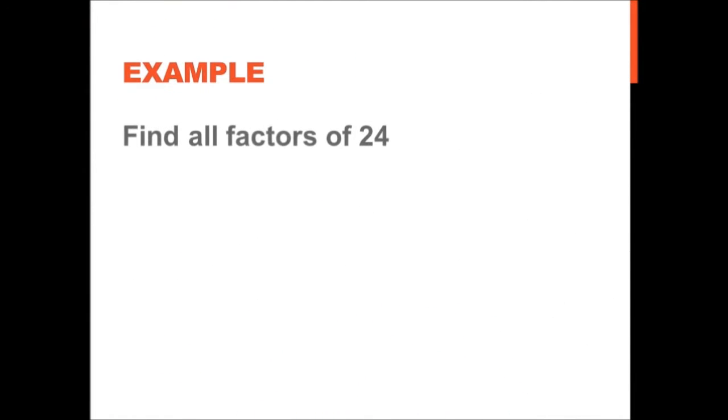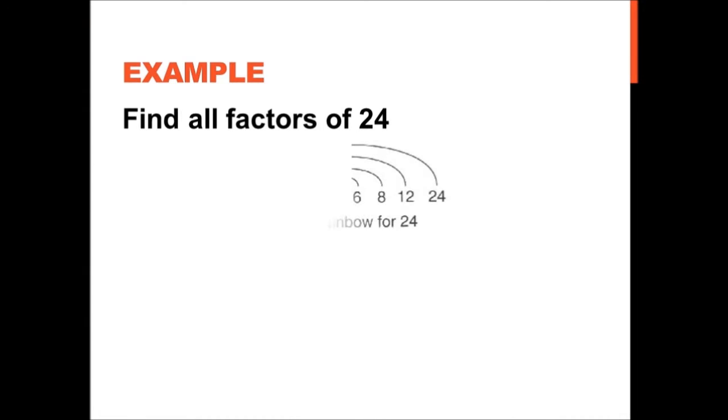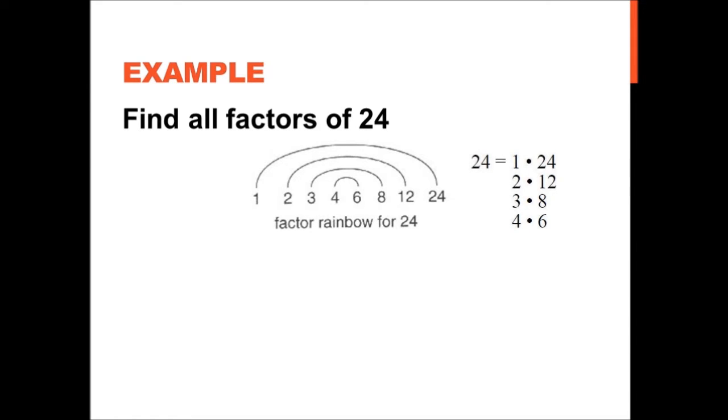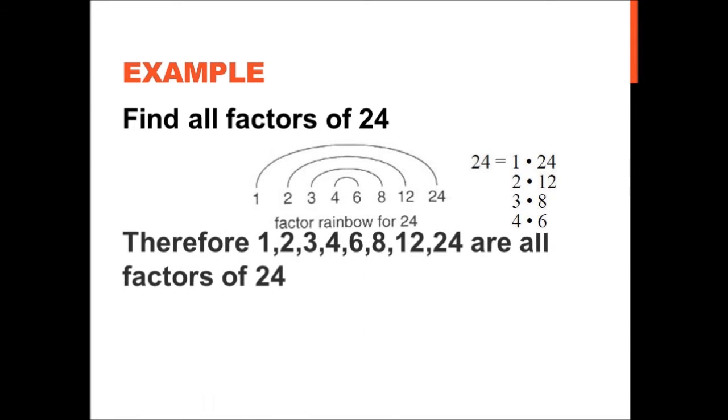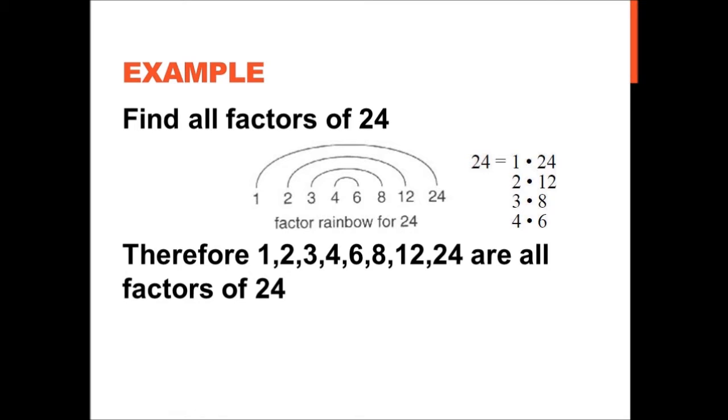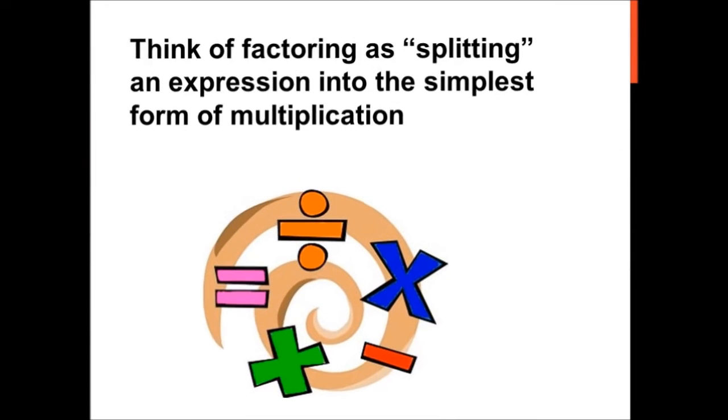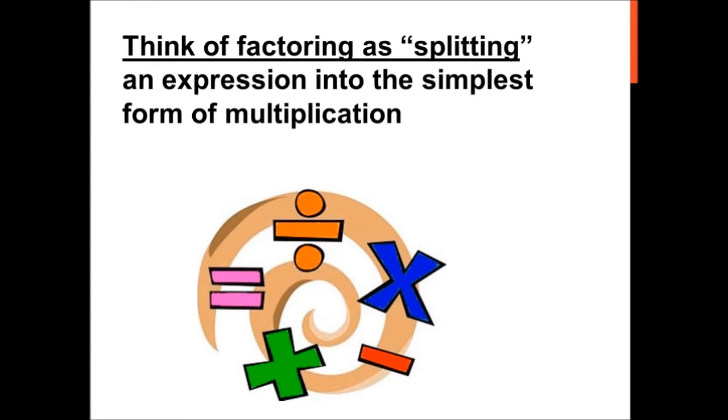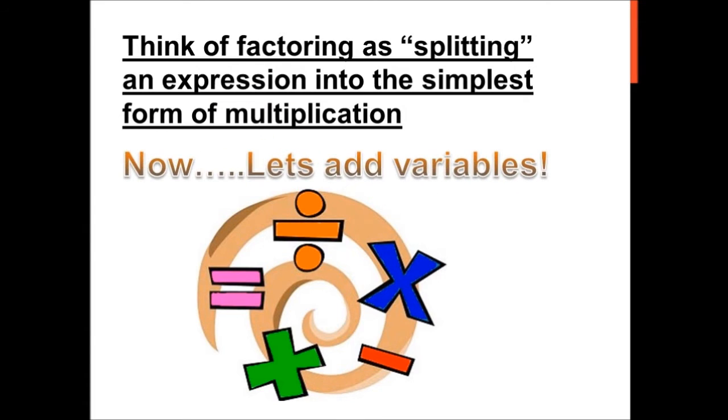For example, find all the factors of 24. When you multiply 1 and 24, 2 and 12, 3 and 8, and 4 and 6, they all equal 24. Think of factoring as splitting an expression into the simplest form of multiplication. Now let's try adding variables.